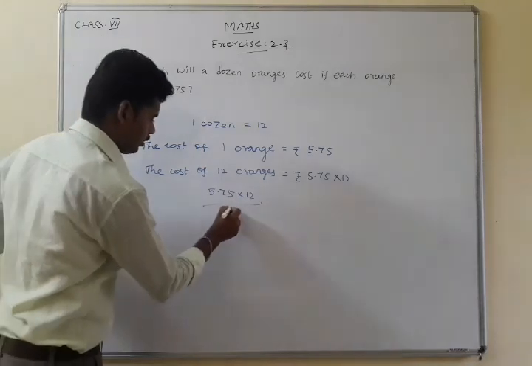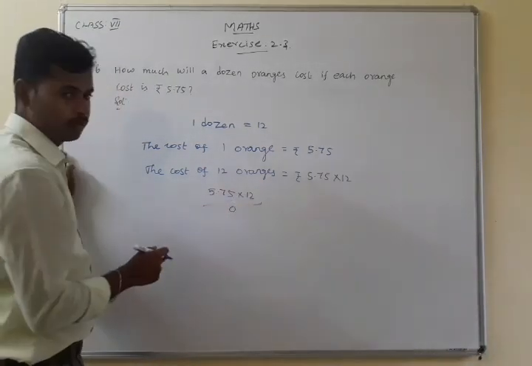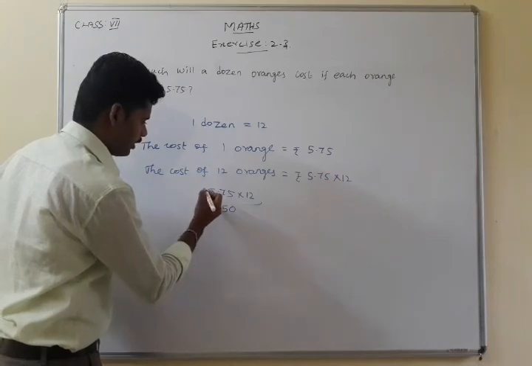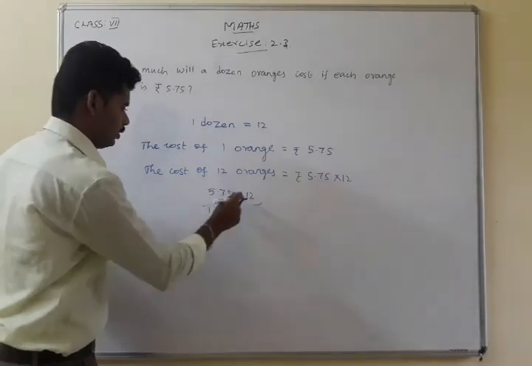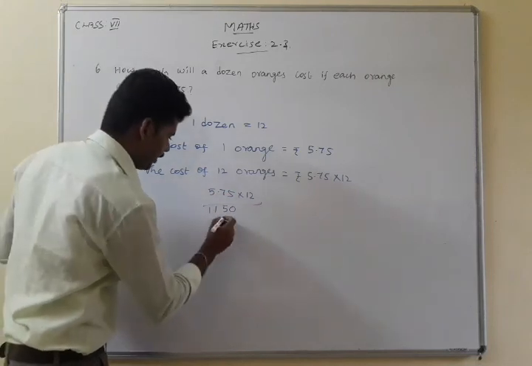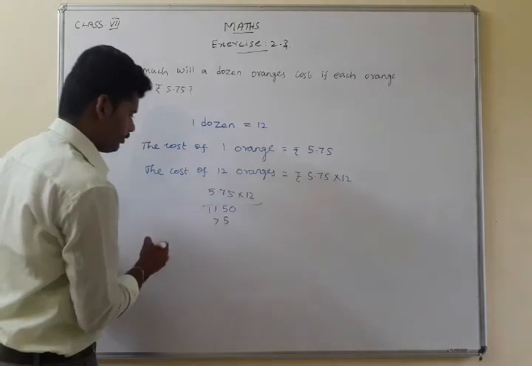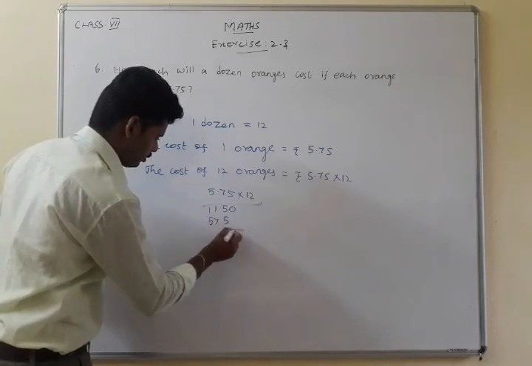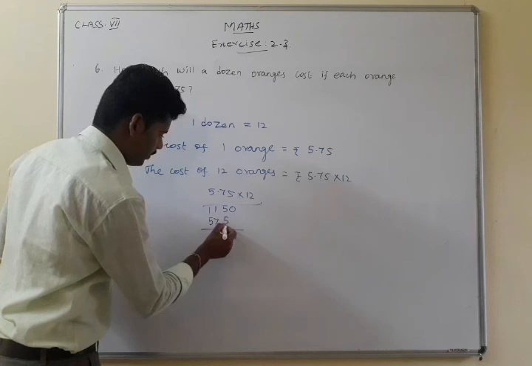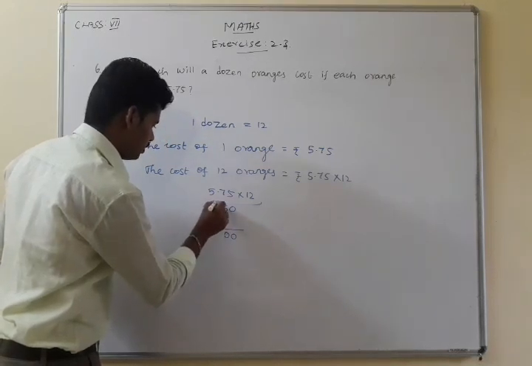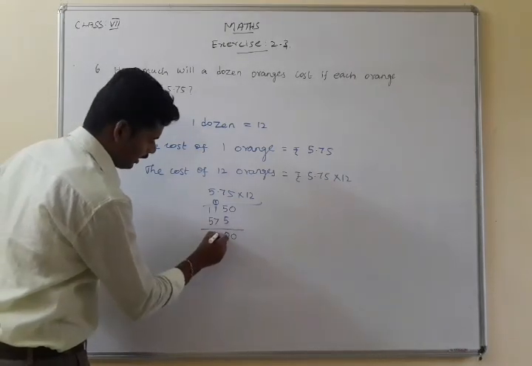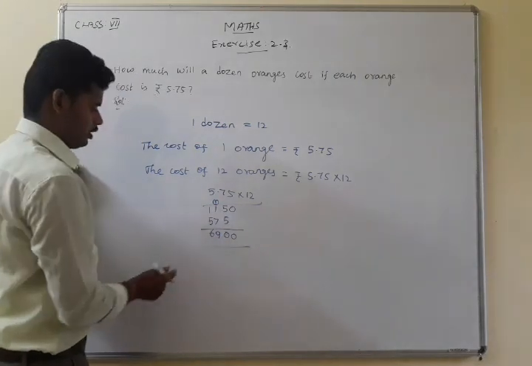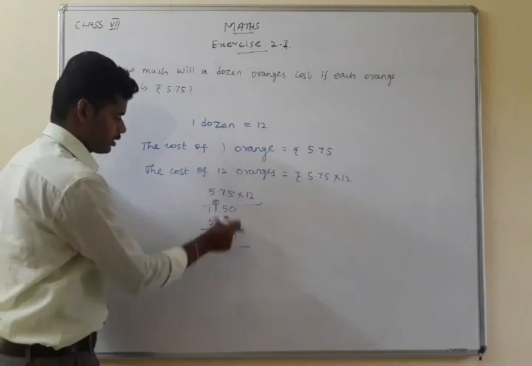2 5s are 10. Remainder 1. 2 7s are 14. 14 plus 1, 15. 2 5s are 10. 10 plus 1, 11. 1 5 is 5. 1 7 is 7. 1 5 is 5. 0. 5 plus 5, 0. 10 plus 1, 1 plus 1, 2. 2 plus 7, 9. 1 plus 5, 6. 6,900 having. But here 2 decimal places. So 1, 2.